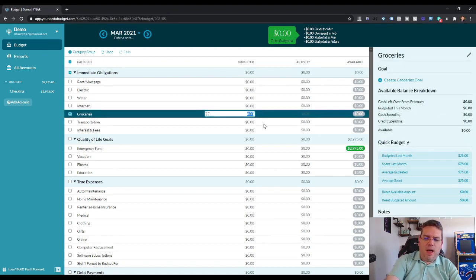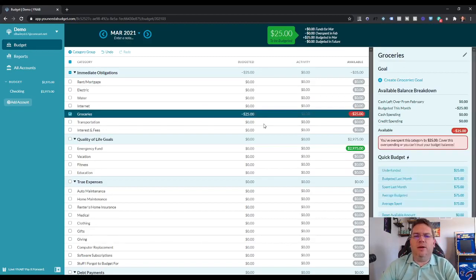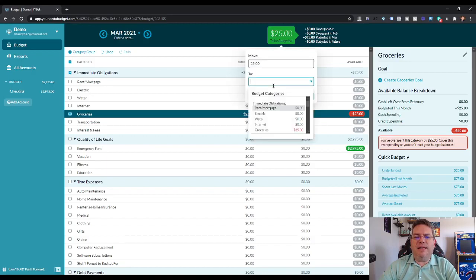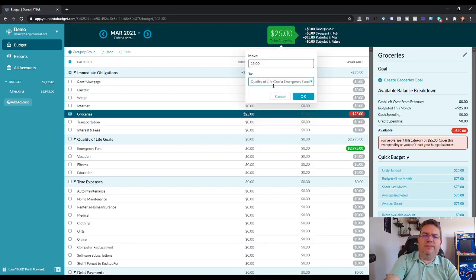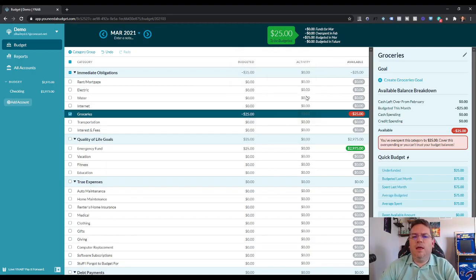Then what I'll do is I'll go to March and I will click on a negative, I'm sorry, here it is down here. I'll make a negative $25 here to put $25 to be budgeted, and then I will click that and put it back into my emergency fund. So in fact, what I have done is I have moved the problem from February to March. Now, this is not the way that YNAB wants you to think, but because I've been using the software for so long, this is what I'm used to.